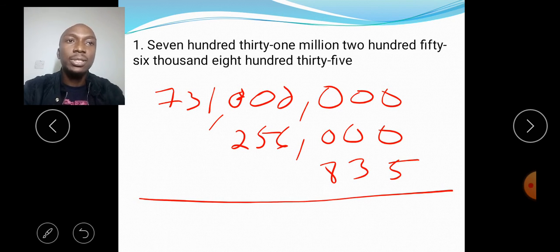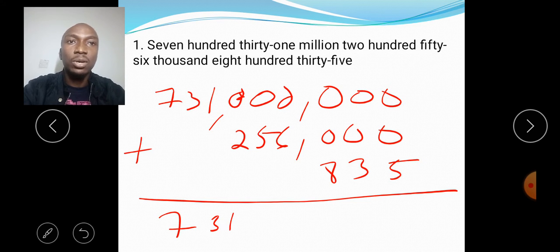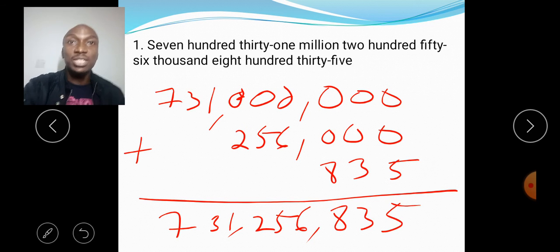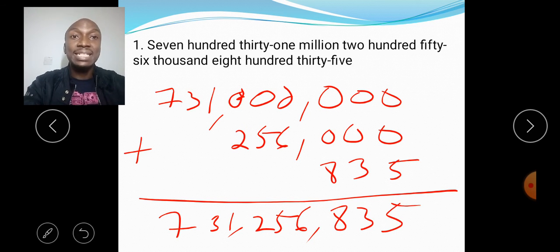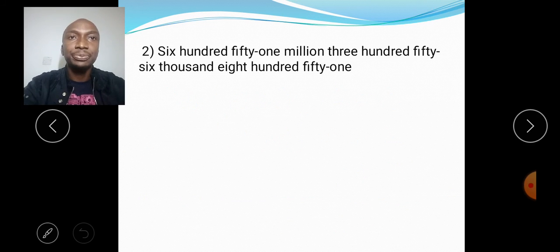Then add all together. So we have 7 here, 3 and 1. Then we have 0 plus 2, 2. Don't forget your comma. 5, 6. Then we have 8, 3, 5. So this is the number in digits. This is 731,256,835. It's that easy. Let's see a second example.